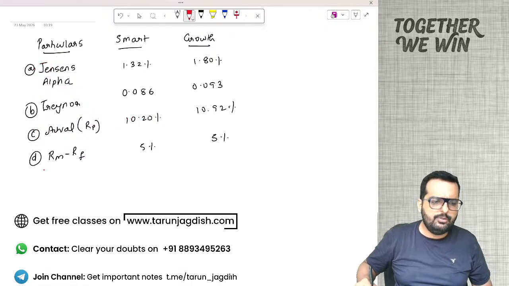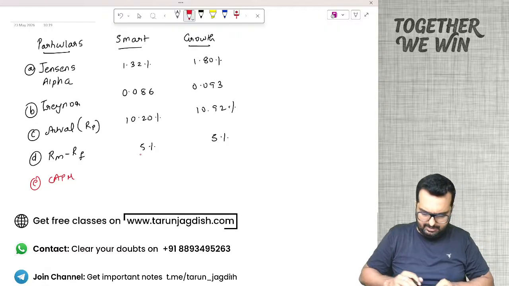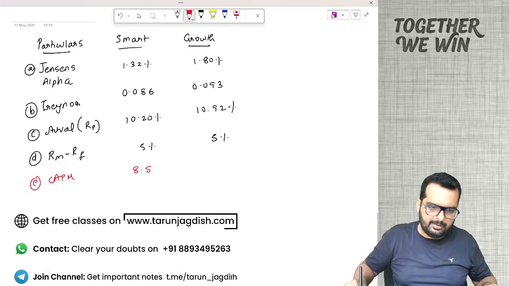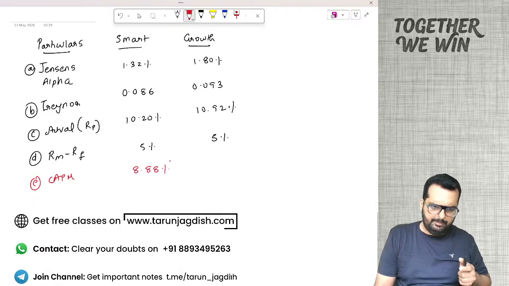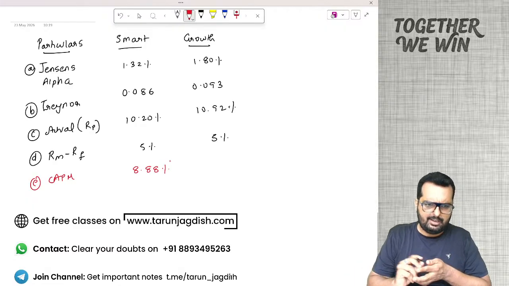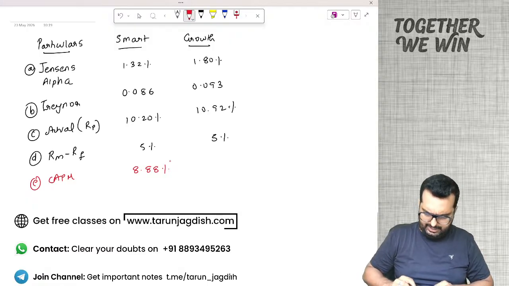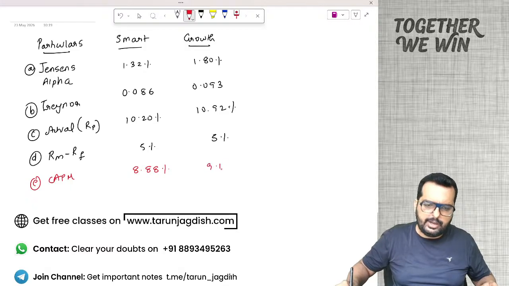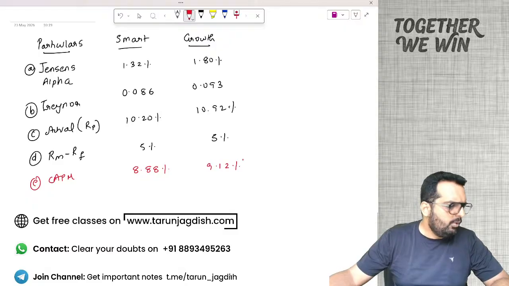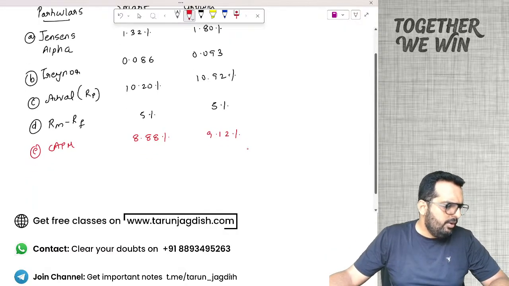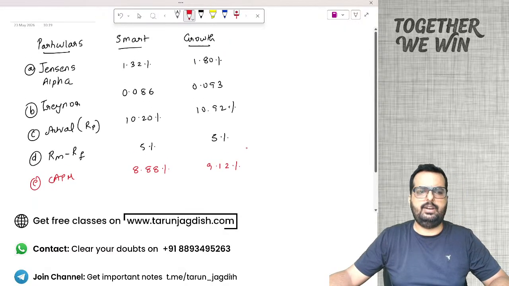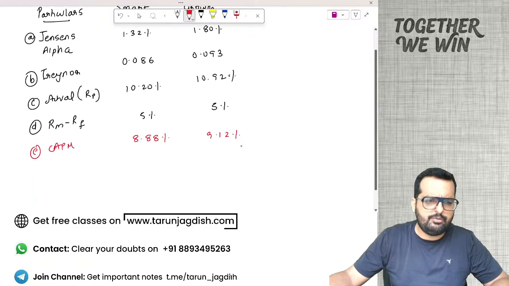So doing a reverse working, I can find out my CAPM return now. What will be my CAPM return? 10.2 minus 1.32, that is 8.88% for the first one, correct? And what about the second one? Second one would be 10.92 minus 1.8, that is 9.12 percent. Are you all clear with this part? Okay. So once we get the answer for the first one, CAPM is something that we find out.